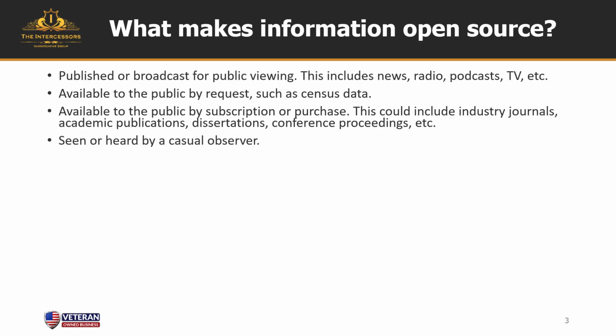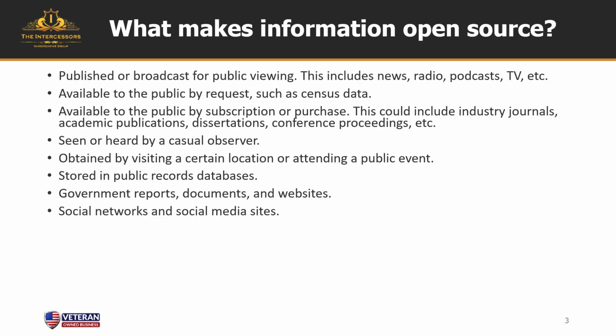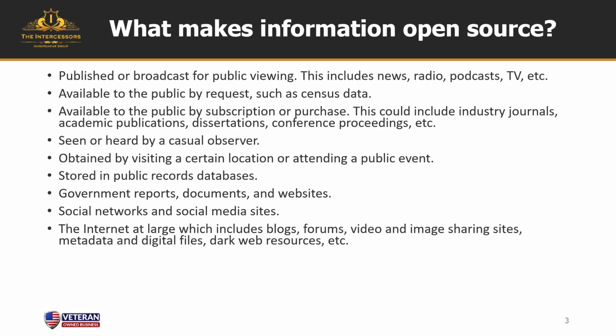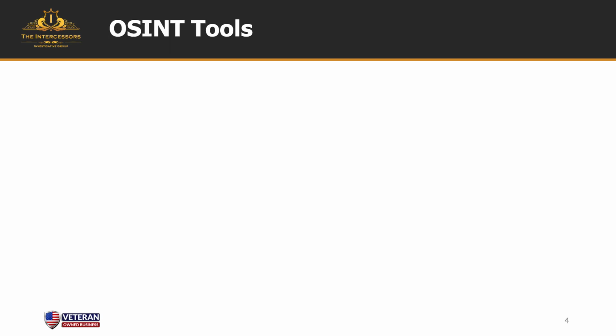Seen or heard by a casual observer. Obtained by visiting a certain location or attending a public event. Stored in public record databases. Government reports, documents, and websites. Social networks and social media sites. The internet at large, which includes blogs, forums, videos, and image sharing sites, metadata and digital files, and dark web resources, etc. Company profiles, annual reports, company news, employee profiles and resumes, and geospatial information or maps and commercial imagery products. Let's take a look at the OSINT tools.